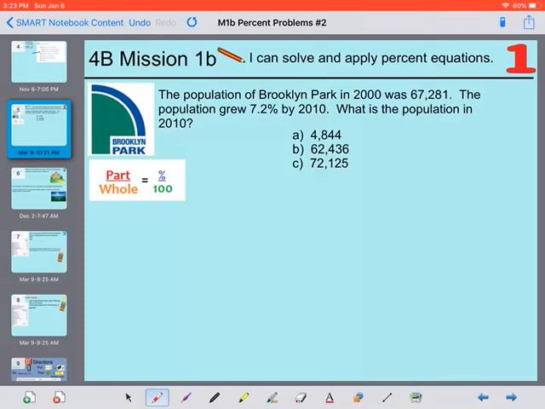Today we are doing Unit 4B, Mission 1B. I can solve and apply percent equations. This is percent problems number 2.